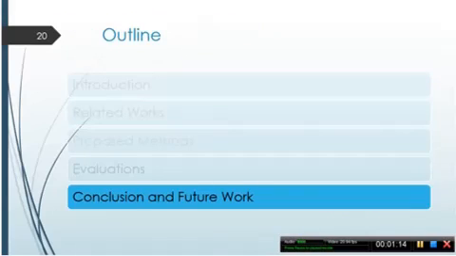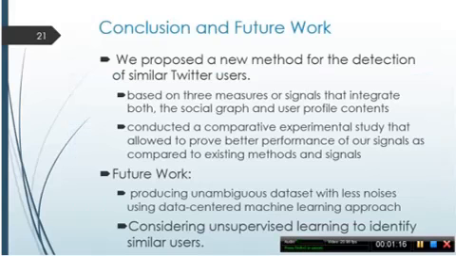The conclusion and future work. We proposed in this article a new method for the detection of similar Twitter users. This method is based on three measures, or signals, that integrate both the social graph and user profile contents. An important future improvement of our work would be to consider a data-centered machine learning approach that allows us to produce a less ambiguous dataset with less noise.